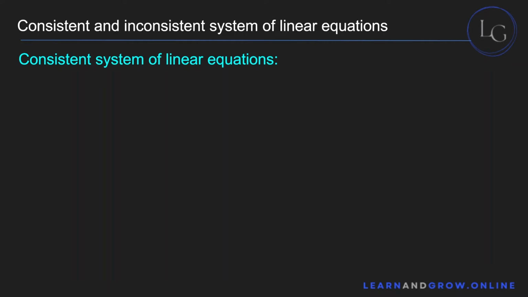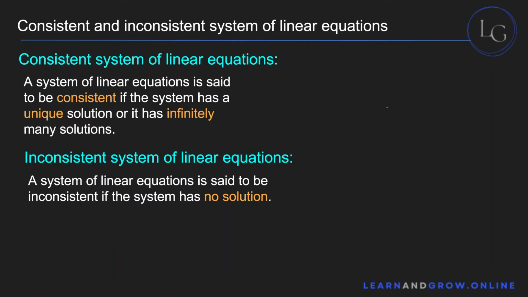Now, consistent and inconsistent system of linear equations. For a system of linear equations to be consistent, it must have either a unique solution or infinitely many solutions. So let me explain what a unique solution is first. So if you have, say, x plus y is equal to 2 and x minus y is equal to 1.